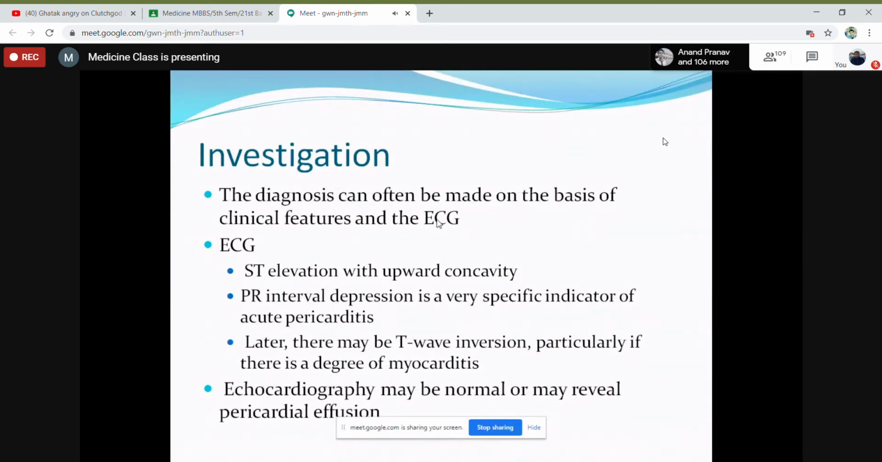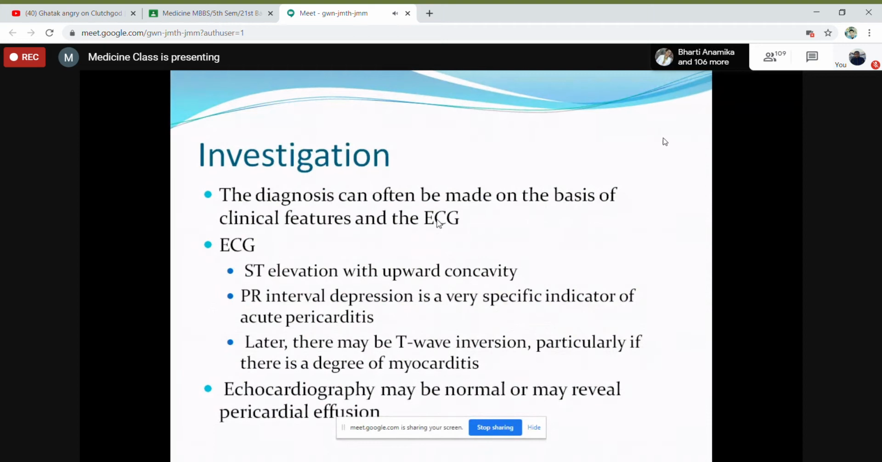However, these ECG changes evolve typically in 4 different stages. In the first stage, there will be widespread ST segment elevation with concavity upward. It involves 2 to 3 standard limb leads and V2 to V6, that is second to sixth chest leads as well. And there will be reciprocal changes in lead aVR.